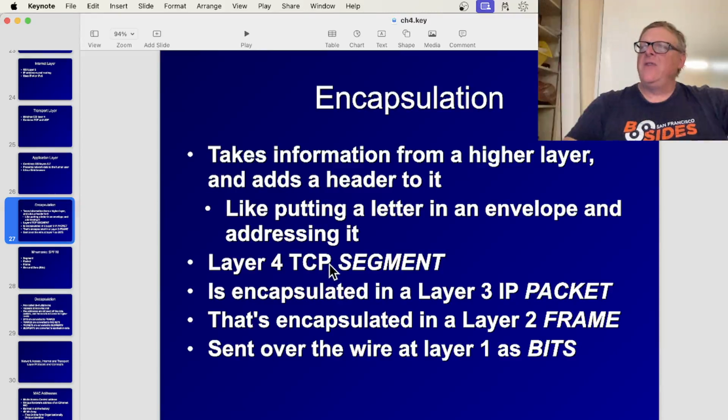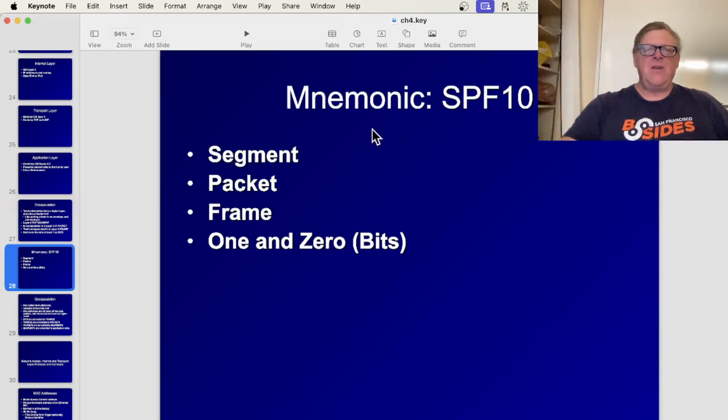So it's really not that different than a normal mail address where you have zip code, city, and then a street address. All different layers of the addressing. So SPF 10 is one way to remember this. Segment, packet, frame, 1 and 0 bits.